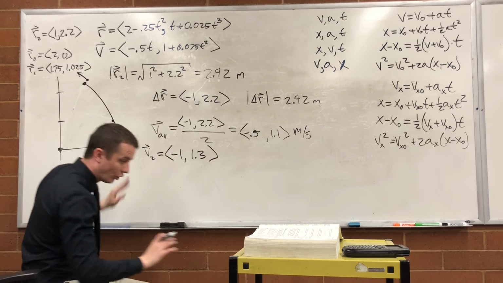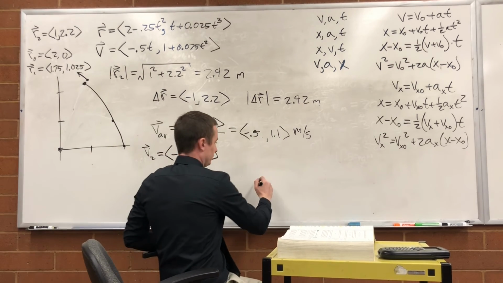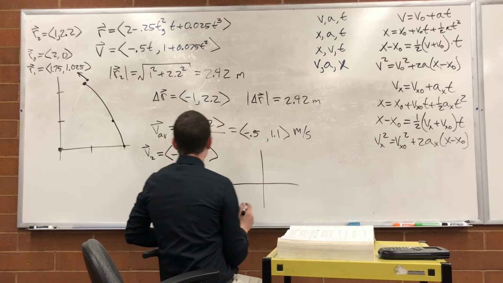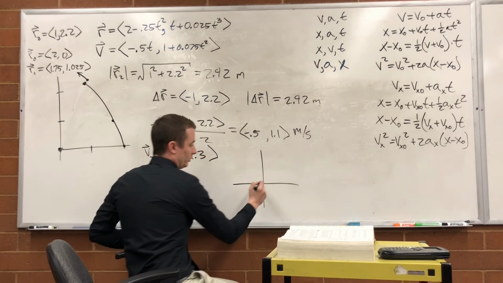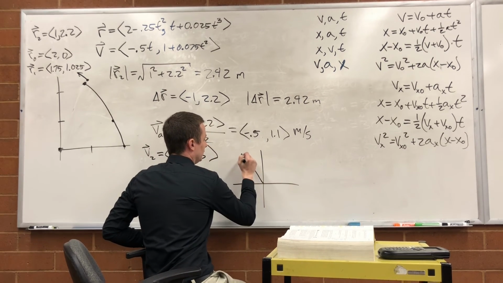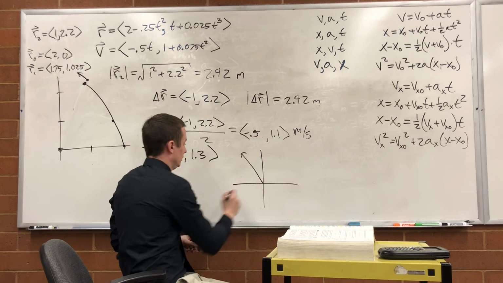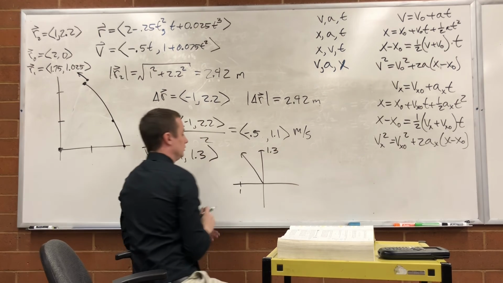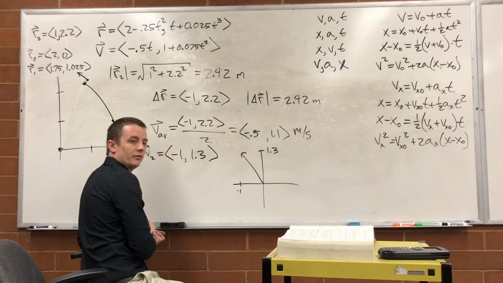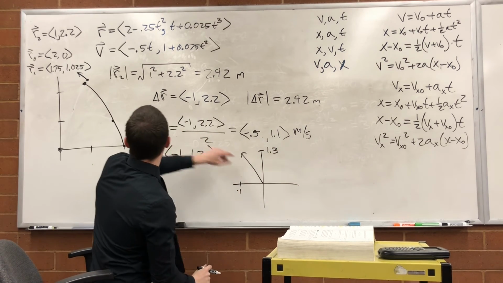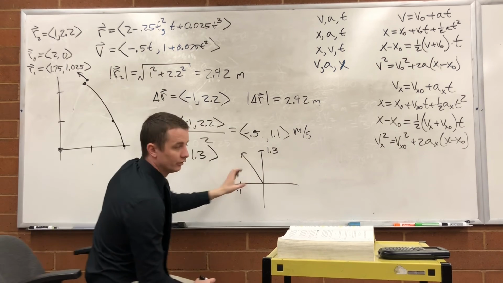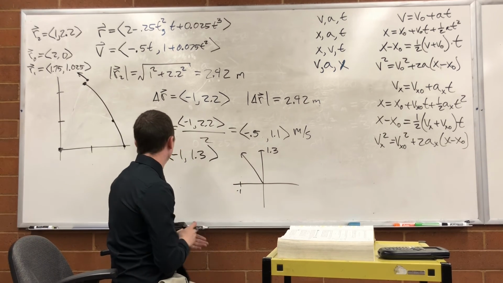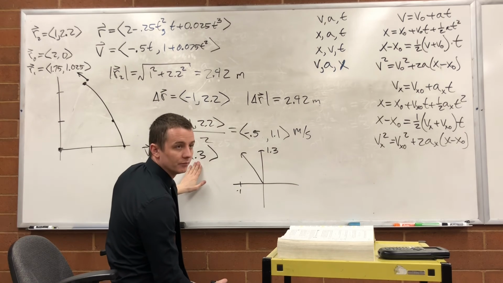Let's just draw out this vector really quick to help us see things. It goes negative 1 in the x direction, 1.3 in the y direction. So it's going to look something like that. This is negative 1, this is 1.3. That's what that vector looks like. Just redrawing it over here to help us think about it. So here's its x component, its y component.